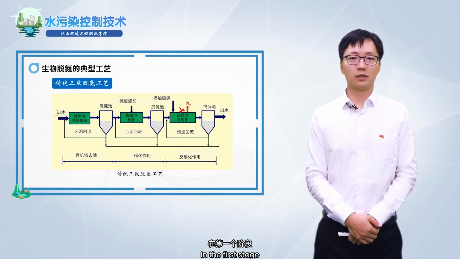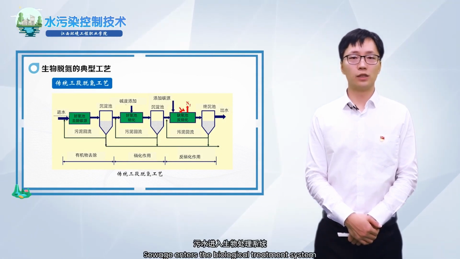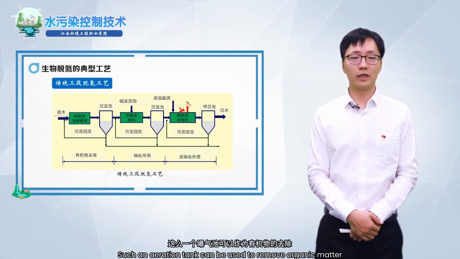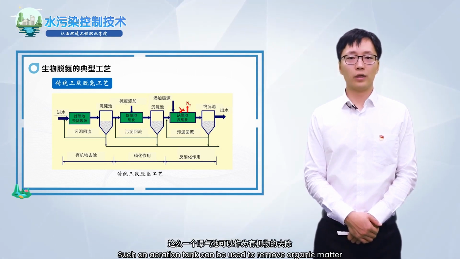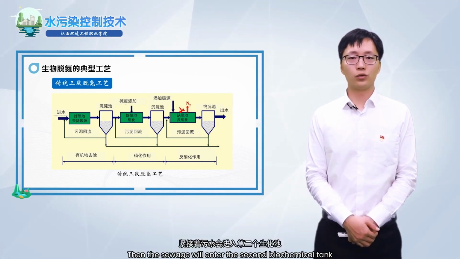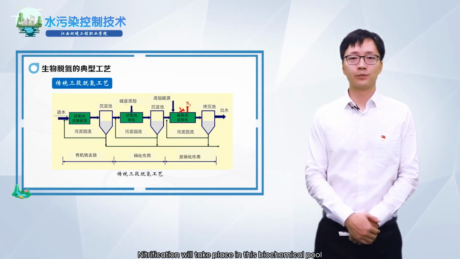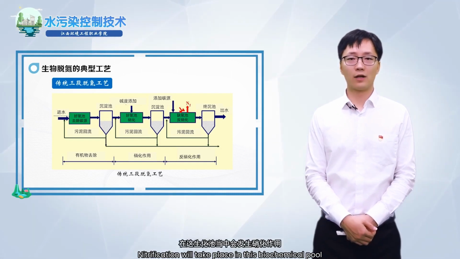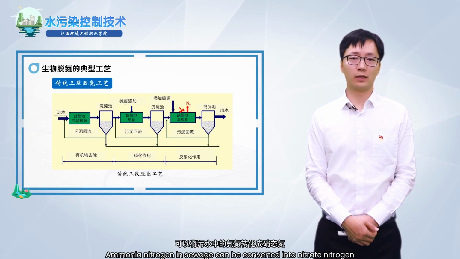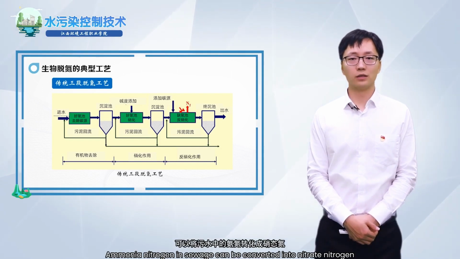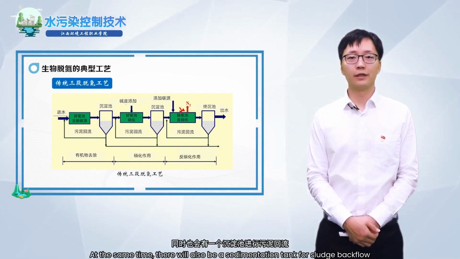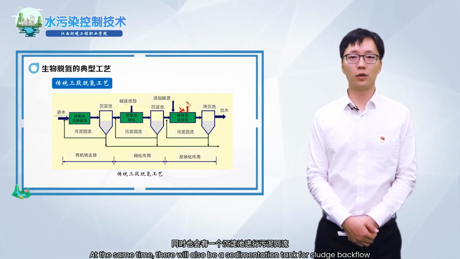In the first stage, sewage enters the biological treatment system. Here, an aeration tank can be used to remove organic matter. Then the sewage will enter the second biochemical tank. Nitrification will take place in this biochemical pool. Ammonia nitrogen in sewage can be converted into nitrate nitrogen. At the same time, there will also be a sedimentation tank for sludge backflow.